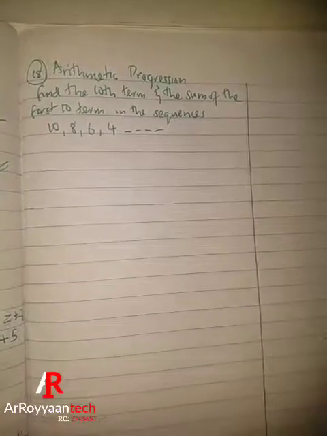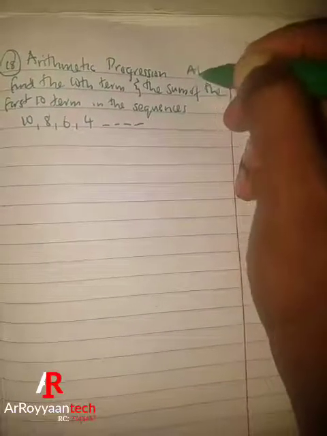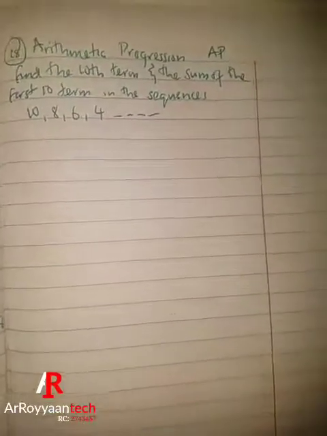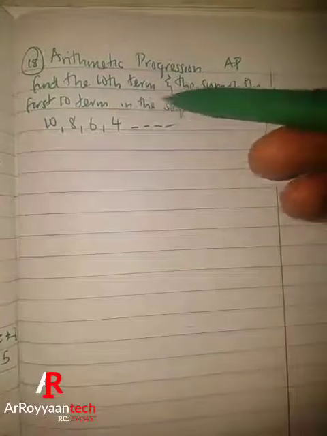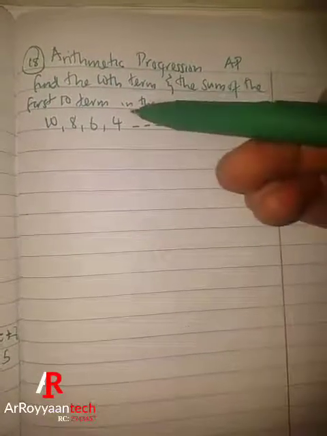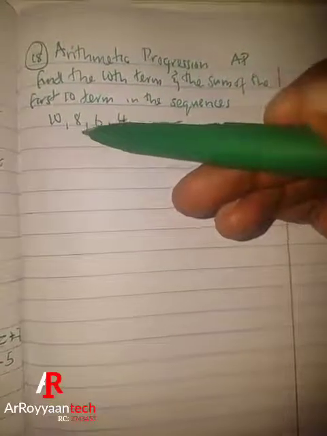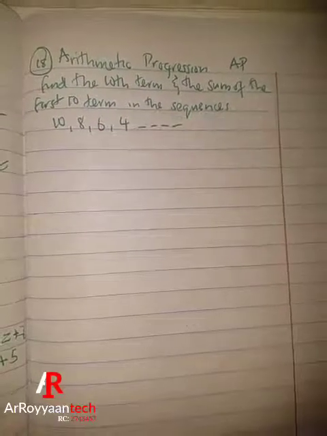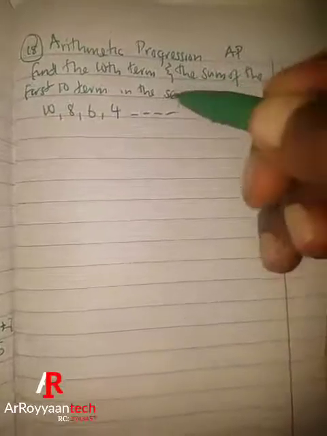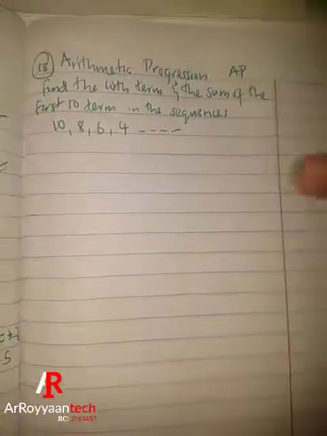Now we're talking about arithmetic progression, which is the short form of AP. So we are going to find the 10th term and the sum of the first 10 terms in the sequence below. We have 10, 8, 6 and 4. So there are two ways of doing this. To find the 10th term, we can just try and do it manually.